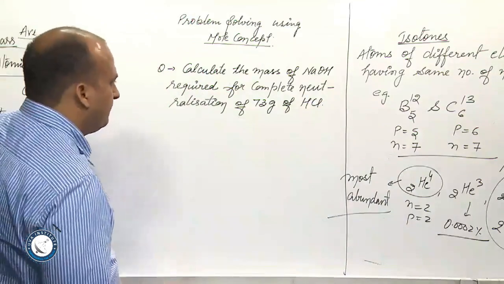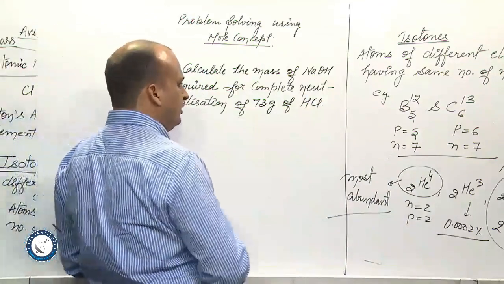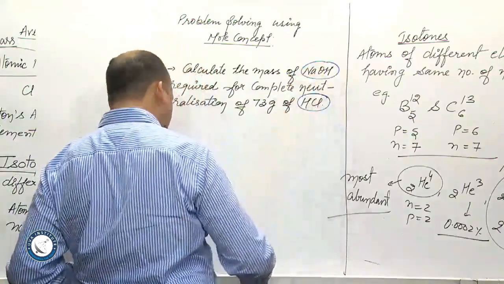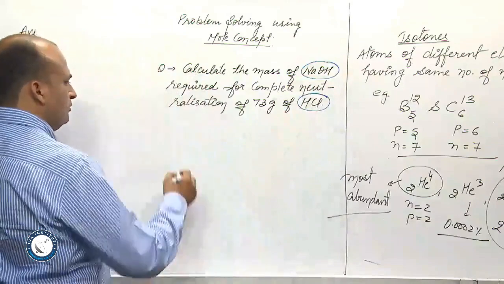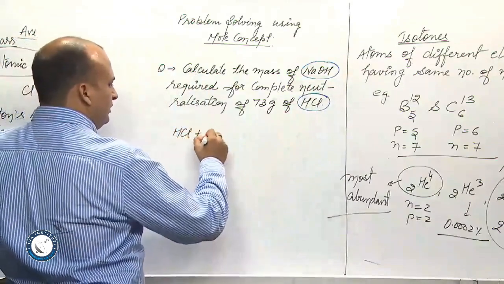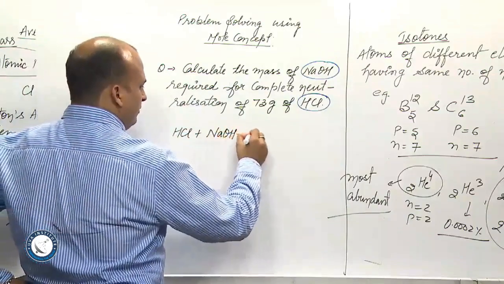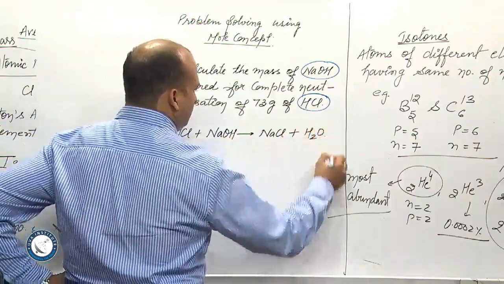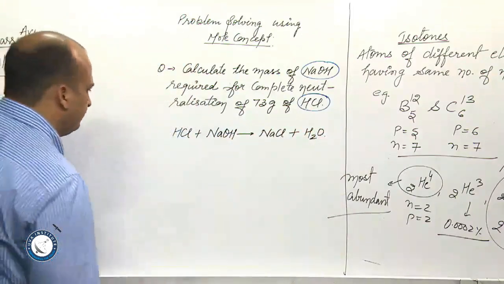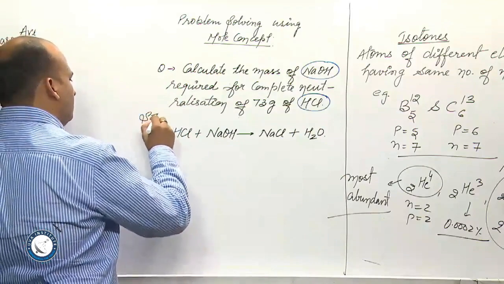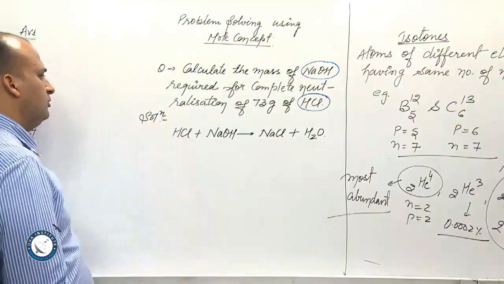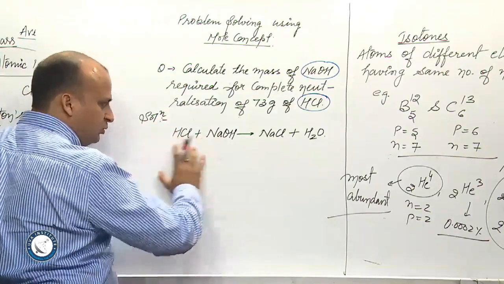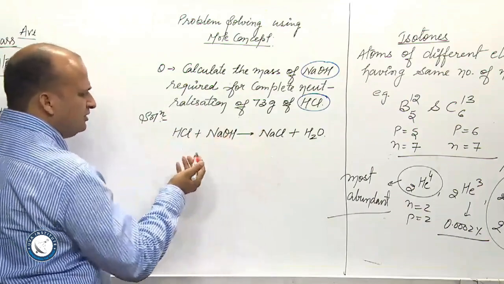How do you have to start with it? First of all, check over here what all are reacting. HCl and NaOH are reacting. HCl plus NaOH gives NaCl plus water. Okay. Fine. Now this is the equation. You have to balance this equation also. These are very simple equations.